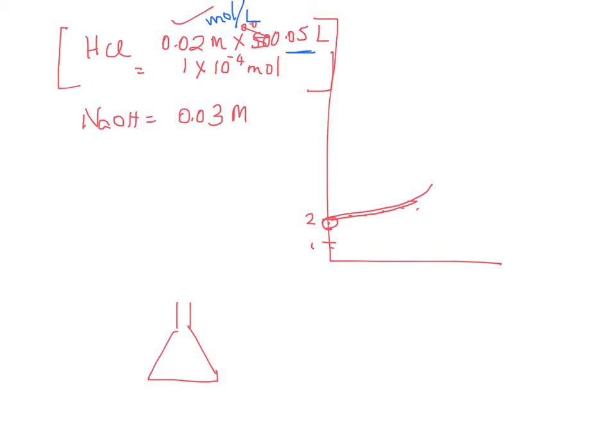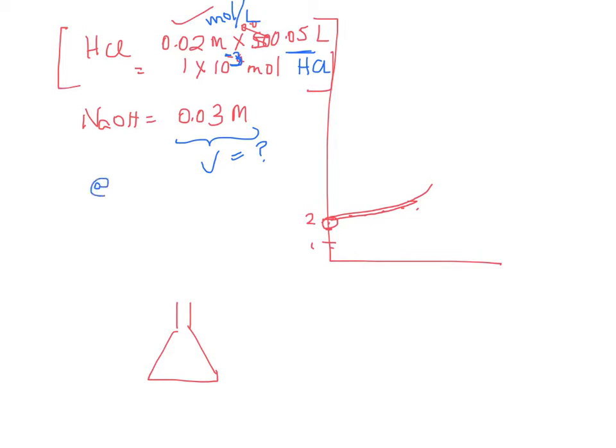When you work out the math for that, that's going to be 1 times 10 to the power of -3 moles. That's what you would end up getting for HCl. And you have the molarity for sodium hydroxide. The question is, what volume of sodium hydroxide do you need so that you have achieved your equivalence point?